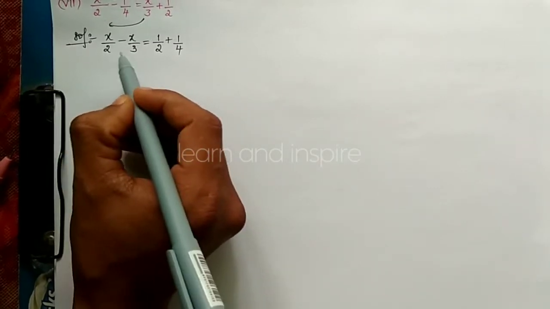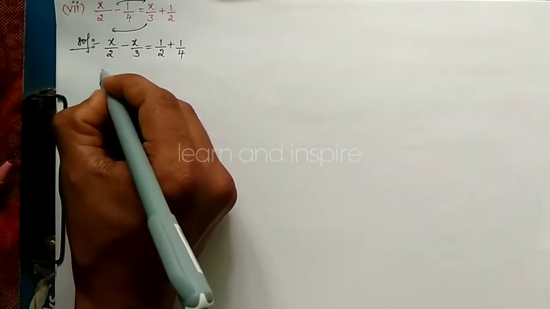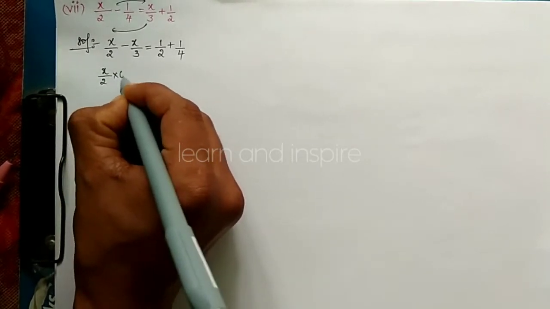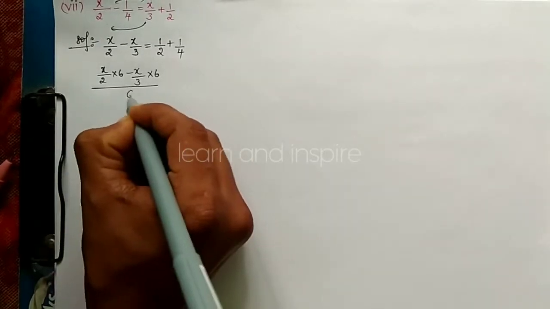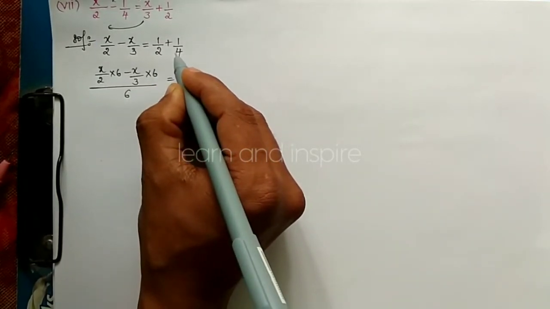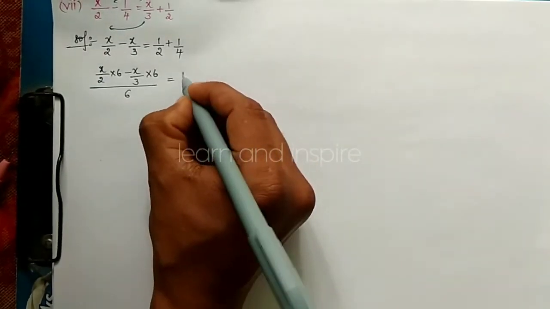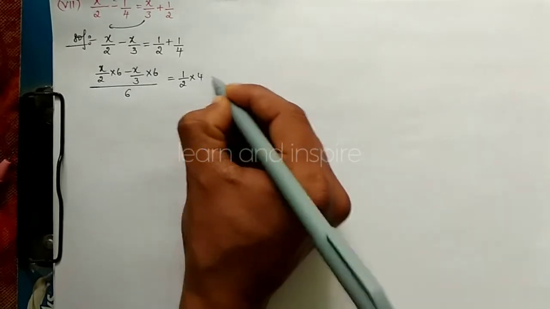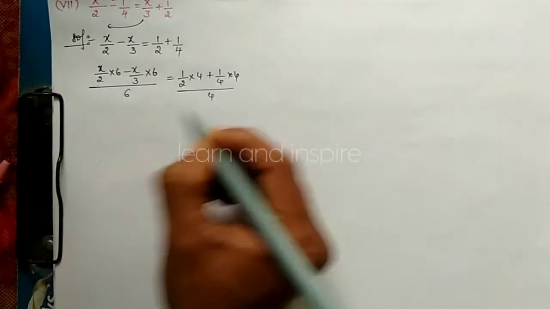Now what is the LCM on LHS? 2 and 3 is a 6. Okay, x by 2 into 6 minus x by 3 into 6 divided by 6, which is equals to, what is the LCM of 2 and 4 on RHS? Yes, it is a 4. 1 by 2 into 4 plus 1 by 4 into 4 divided by 4.